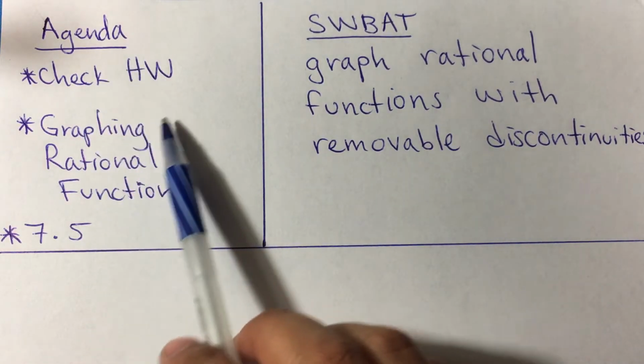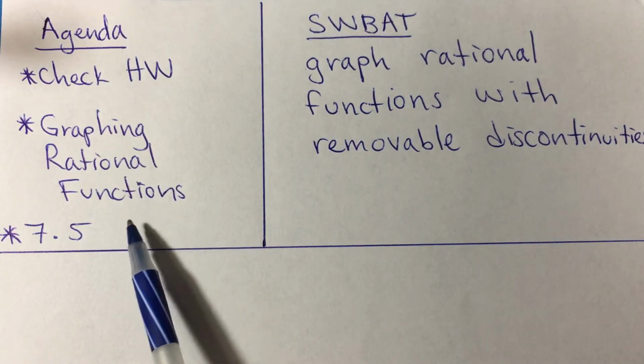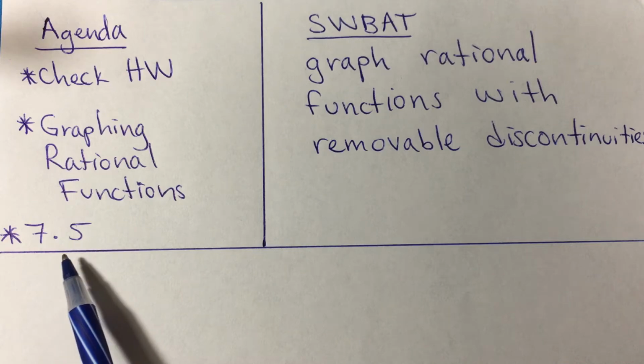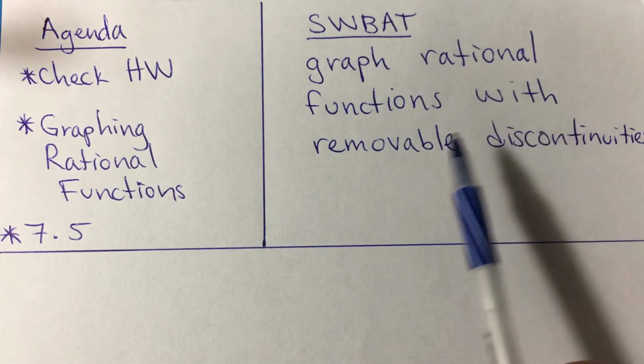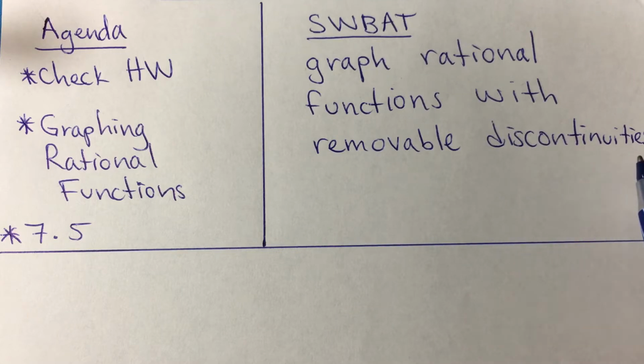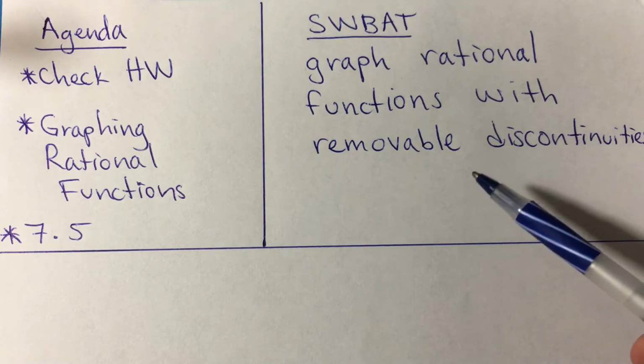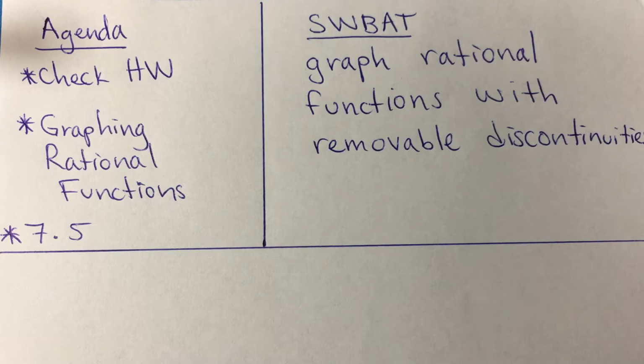Students, today's agenda is to check homework, then we will be graphing rational functions, and you will be able to do 7.5. Today, students will be able to graph rational functions with removable discontinuities. What that means is that sometimes there are going to be holes in our rational function graphs, and that's what we're going to be covering today.